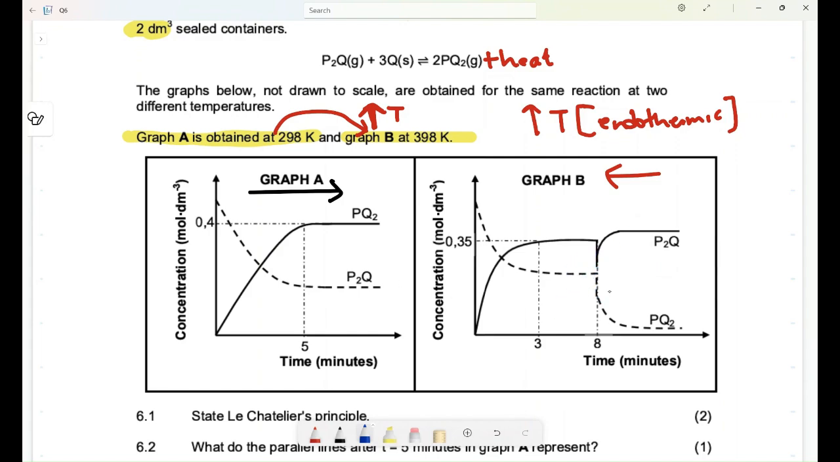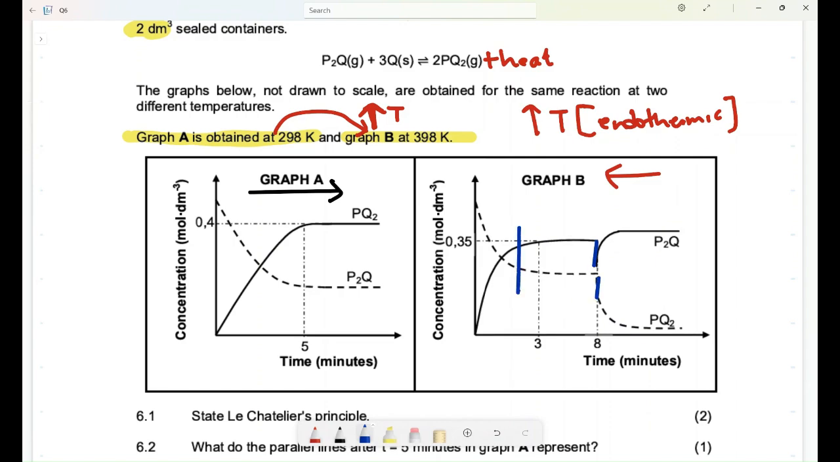If concentration was a factor here, only one was going to spike or drop. Let's say the concentration decreased, so maybe this one was going to drop a lot like that, and then this one was just going to follow a little bit. But in this case, both of them dropped drastically.